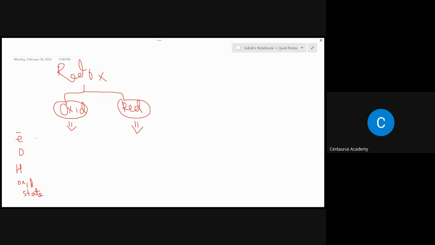Oxidation in terms of electron transfer is loss of electrons. Any species which is losing its electrons, or that particular chemical reaction, will be referred to as an oxidation reaction, right? For instance, a sodium atom loses an electron and forms a sodium ion. So this is going to be an oxidation reaction. We are going to say that sodium has been oxidized, not sodium ion. Sodium has been oxidized to form sodium ion, as a result of which we say that this is an oxidation reaction.